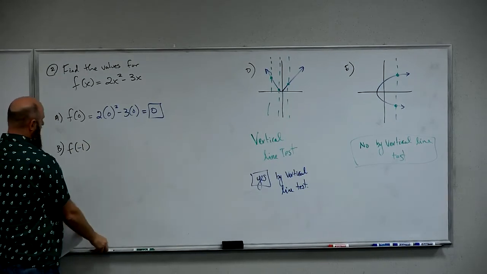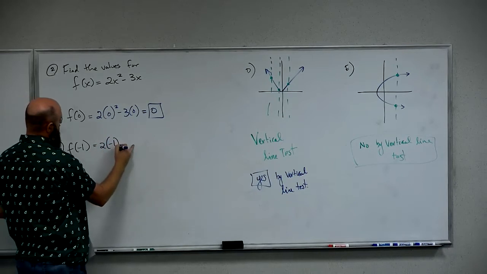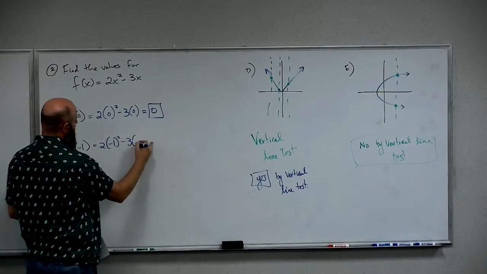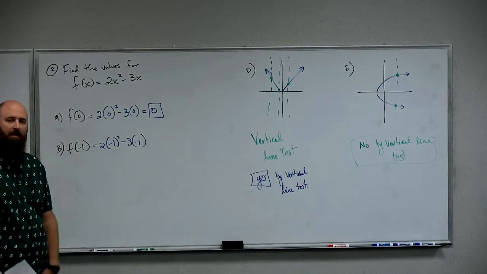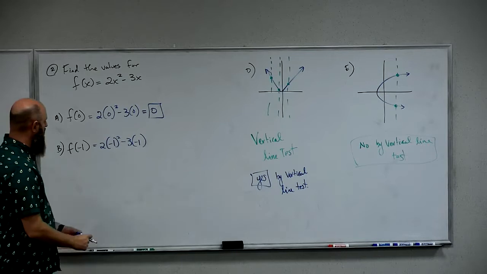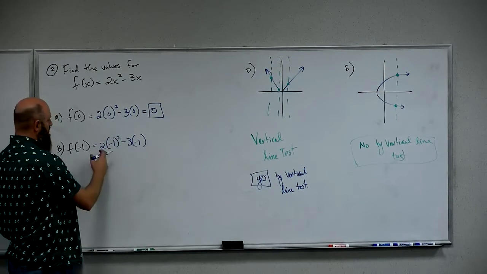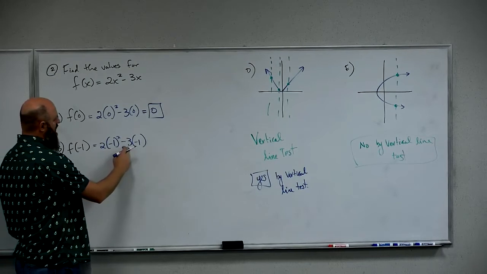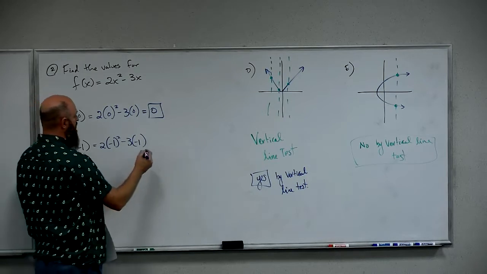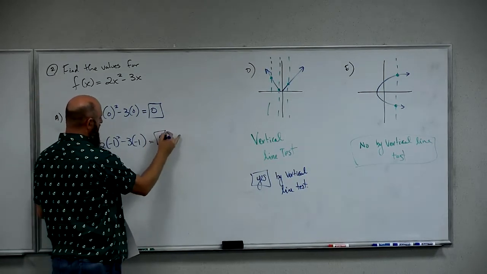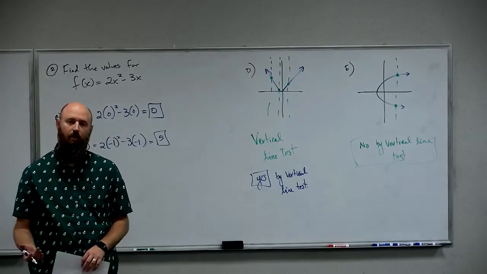All right, so f of -1. 2 times -1 squared minus 3 times -1. So again, you can plug that in the calculator if you want. But if we work that out, -1 squared, that's +1. 2 times 1 is 2. And then -3 times -1 is 3. So 2 plus 3 is 5. Okay? So that's how you would work that out.